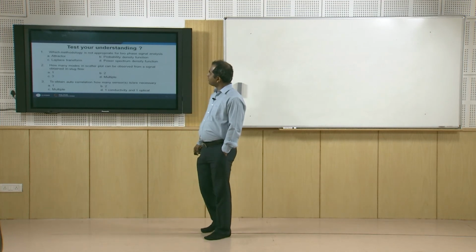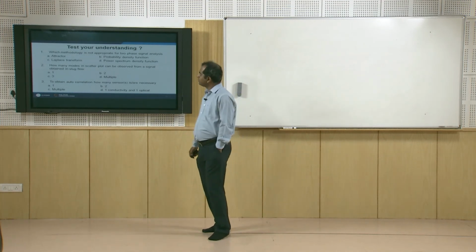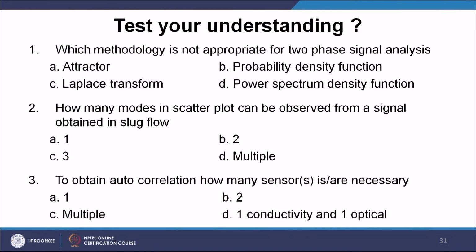At the end of this lecture, let us test your understanding. We have 3 questions. First one: which methodology is not appropriate for two-phase signal analysis? The answers are: attractor in part A, probability density function in part B, Laplace transformation in part C, and finally part D, power spectrum density function. As you have browsed both the lectures, you have probably learned about attractor, probability density function and PSDF many times. The only unknown thing here is the Laplace transform. So, the answer is Laplace transform.